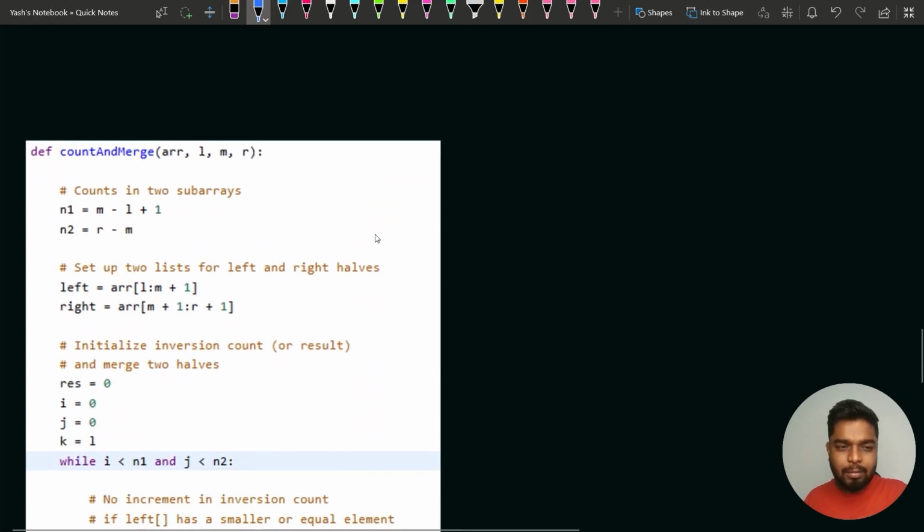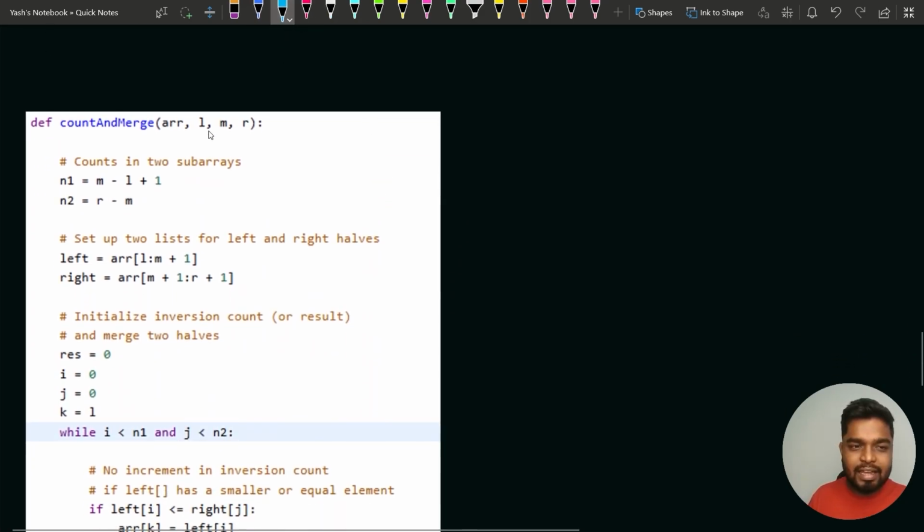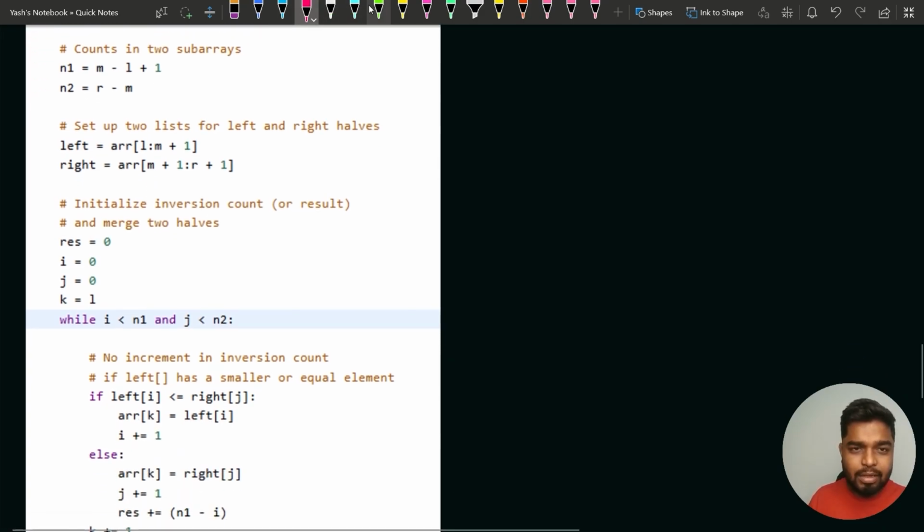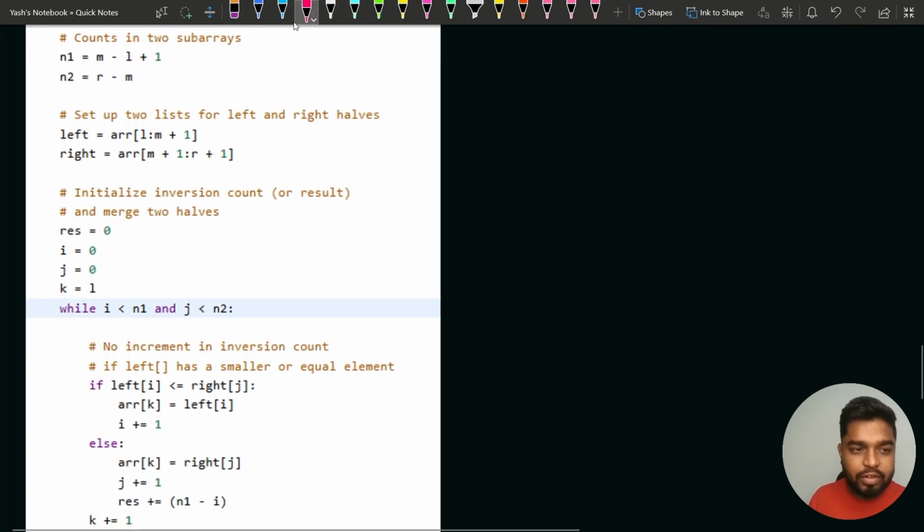So if you see here, the count and merge function. Obviously, n1 and n2 are the sizes of the arrays that you have, and then you see the left array and the right array. Now we'll have a resultant variable, initially zero, that will be calculating the total number of inversions. I will be standing at the beginning of the first array, j will be standing at the beginning of the second sorted array, and k will be standing at L.